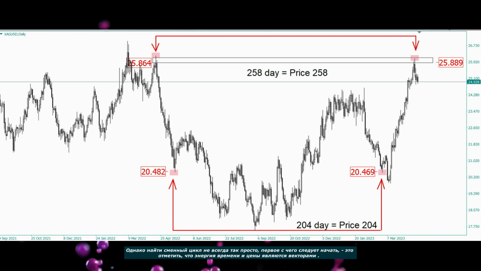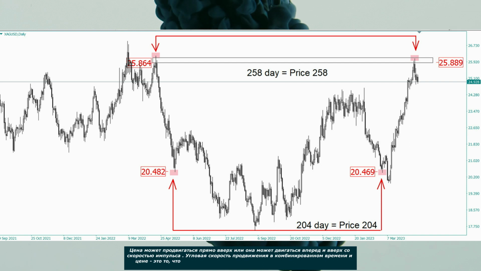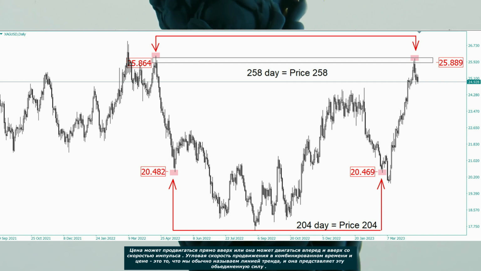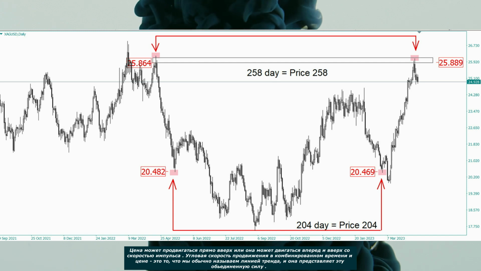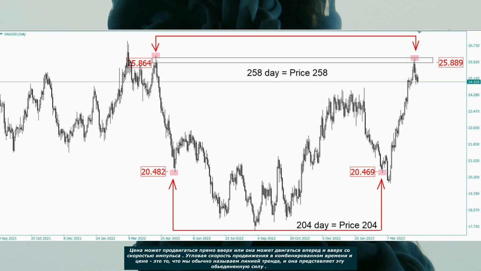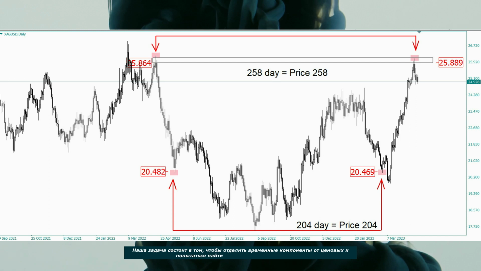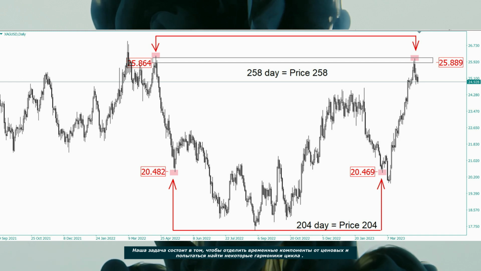The first thing to start with is to note that the energy of time and prices are vectors. The price can move straight up or it can move forward and up at the speed of momentum. The angular rate of advance in combined time and price is what we usually call a trend line, and it represents this combined force. Our task is to separate the time components from the price components and try to find some harmonics of the cycle.